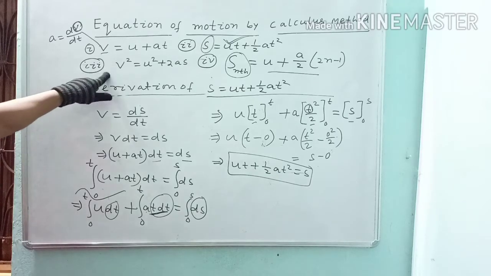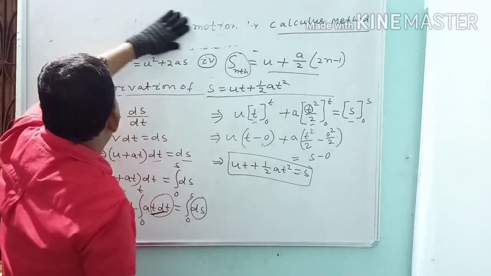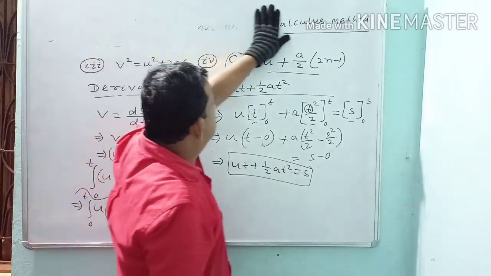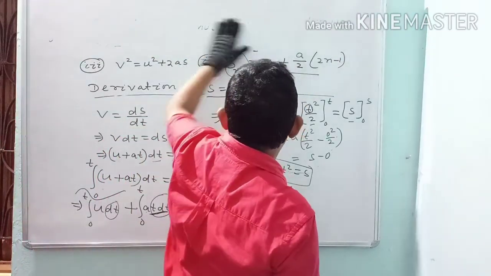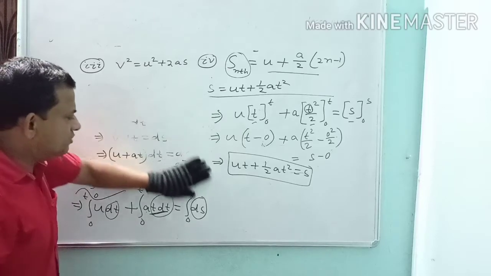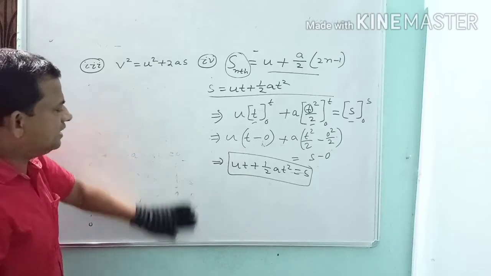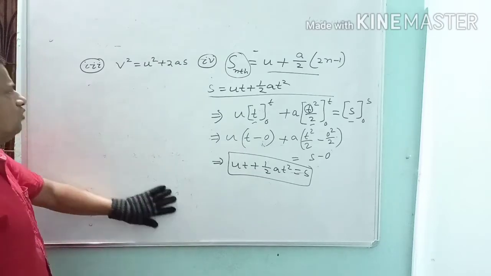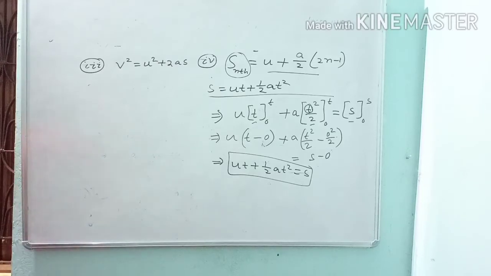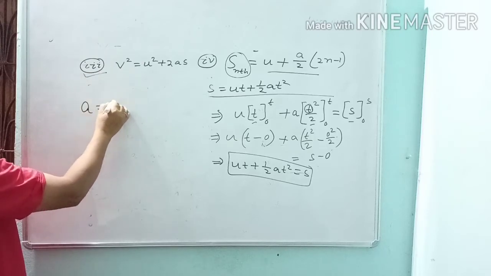If you take the third equation, so students, now come to this third equation, that is v square is equal to u square plus 2as. How to find it out? What do we know? We know that a is equal to dv by dt. You know this for the third equation.